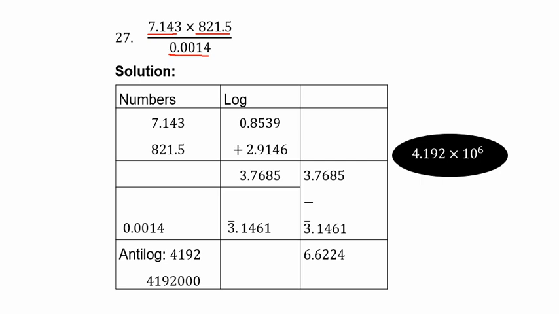The first number there is 7.143. The characteristic is 0 if you subtract 1 from the 1 digit before the point. For the multiplier, you check 71 under 4 difference 3. That will give 8539.